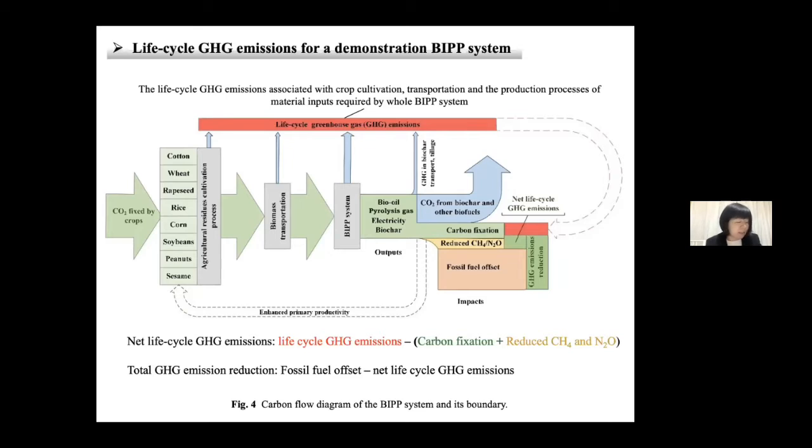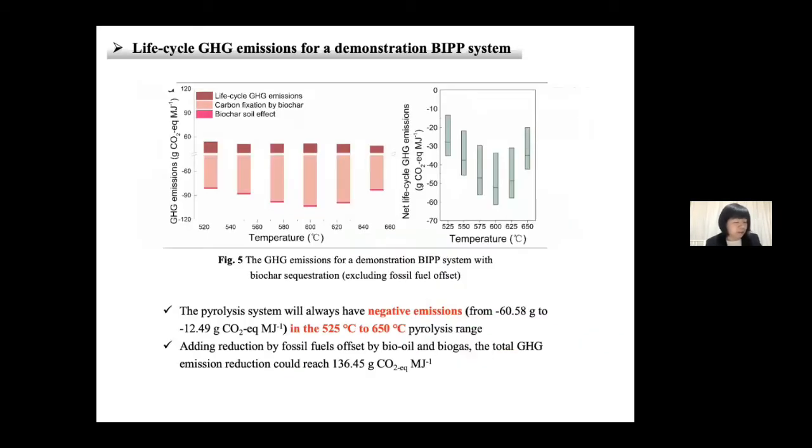And then if we add the reduced greenhouse gas caused by bio-oil and pyrolysis gas sold to replace the fossil fuels, we can get the final total greenhouse gas reduction here. So the actual calculation of greenhouse gas emission involves many variables. For the demonstration plant, the specific results are shown in this picture.